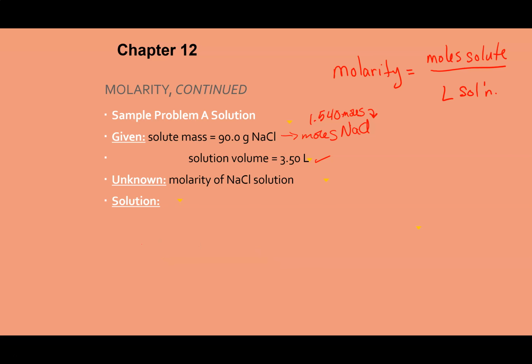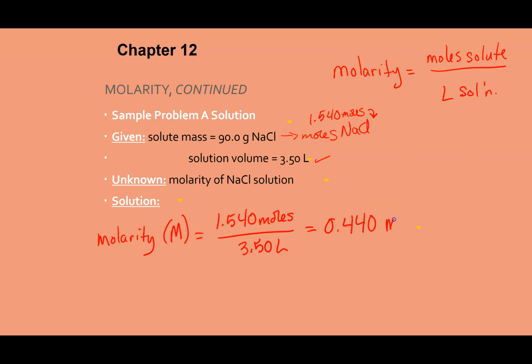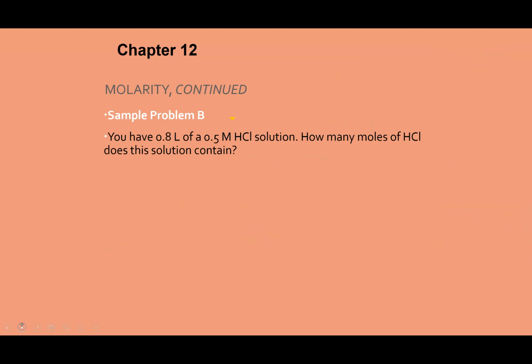Okay. From there, we're going to do our actual molarity calculation. Please do remember that molarity gets a capital M as a unit. We're going to take our 1.540 moles of NaCl. We're going to divide it by the 3.50 liters. And we're going to get a molarity of 0.440 moles per liter, which is 0.440 molar.